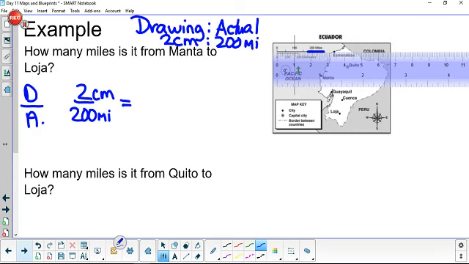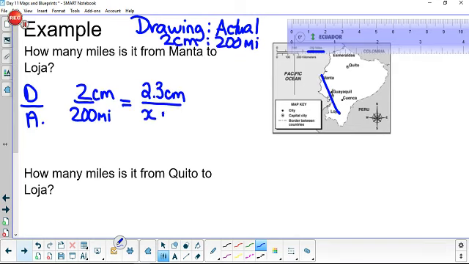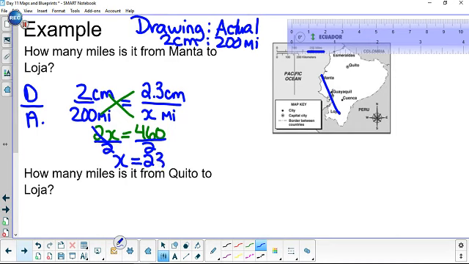We want to know the distance from Manta to Loja. So Manta to Loja, you're going to take a ruler and you're going to find the distance between Manta and Loja. You are going to measure that in centimeters. You are going to find that it's 2.3 centimeters. So then we want to figure out how many miles that is. So 2 times x is 2x. 200 times 2.3 is 460. Solve for x, so we are going to divide by 2. 2 divided by 2 is 1, so we get 230 miles. That is how far apart Manta and Loja are.